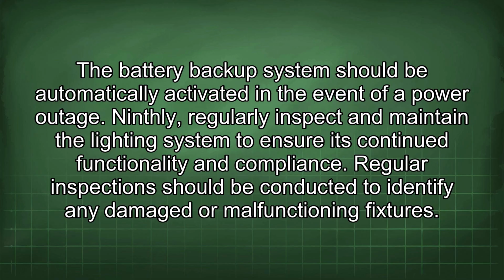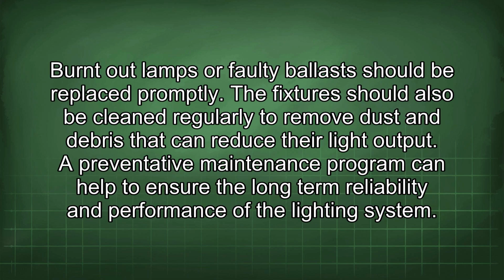Ninthly, regularly inspect and maintain the lighting system to ensure its continued functionality and compliance. Regular inspection should be conducted to identify any damaged or malfunctioning fixtures. Burnt-out lamps or faulty ballast should be replaced promptly. The fixtures should also be cleaned regularly to remove dust and debris that can reduce their light output. A preventative maintenance program can help to ensure the long-term reliability and performance of the lighting system.